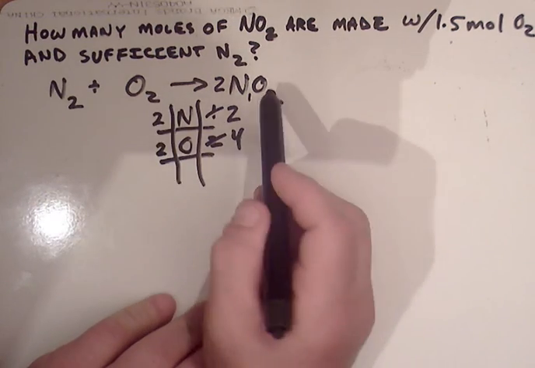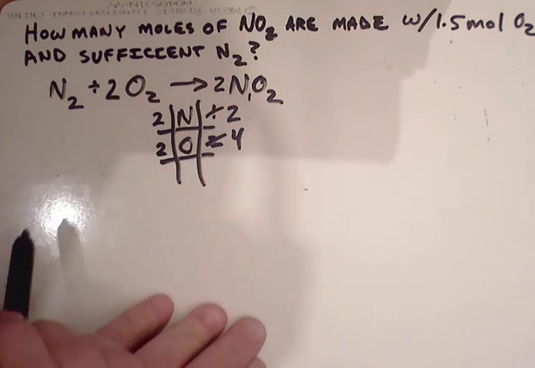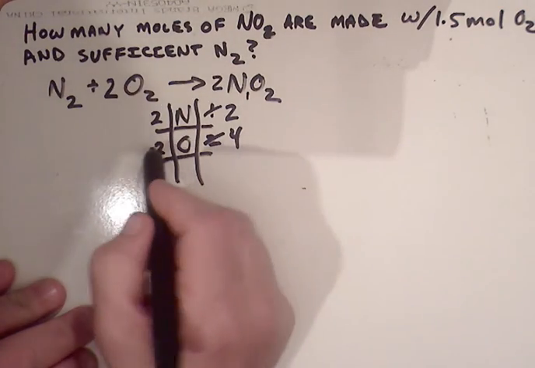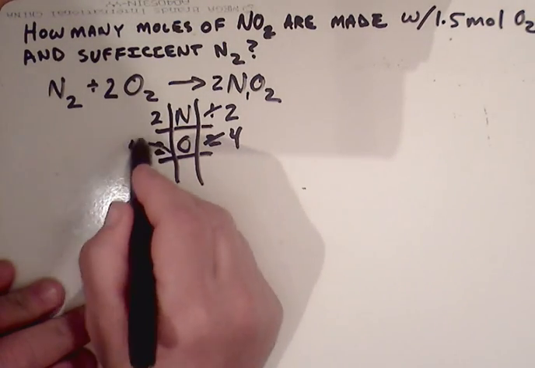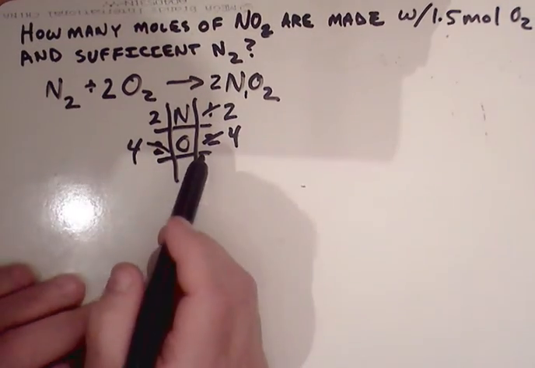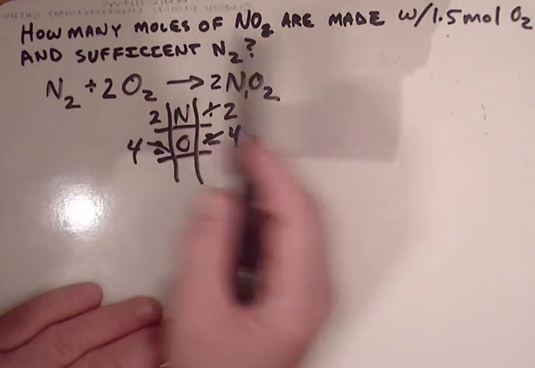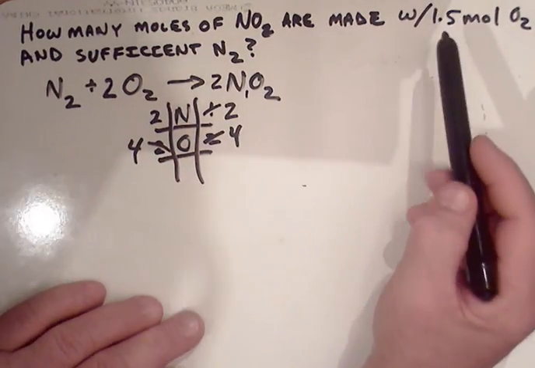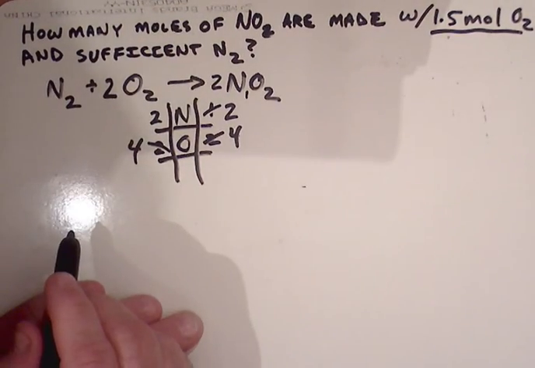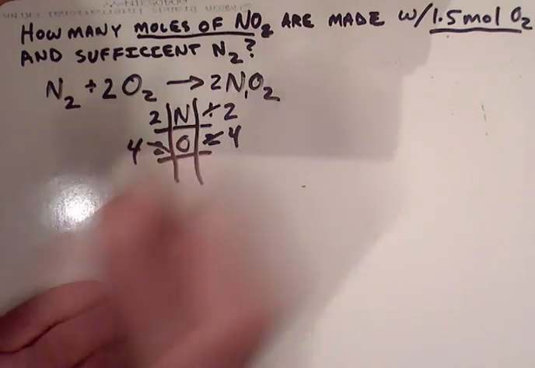So we want the same number of oxygens on both sides, so you're going to put a 2 in front of the oxygen. 2 times 2 is 4. And we have the same number of nitrogens and the same number of oxygens on both sides. The next thing we want to do is look back at our problem. What are we given? We're given 1.5 moles of O2. And what are we trying to find out? How many moles of NO2 there are.